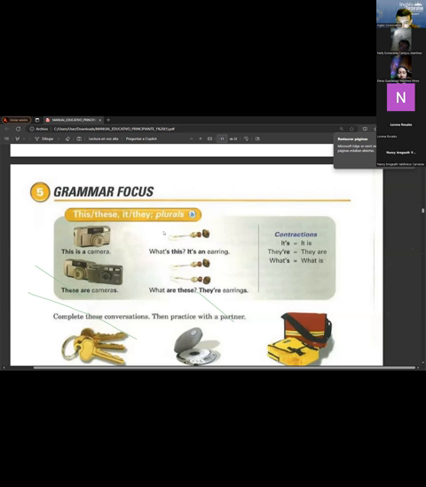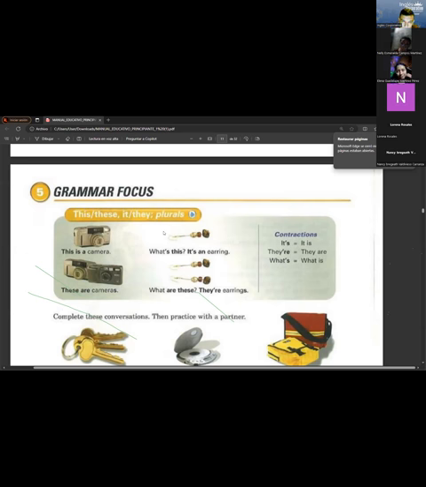Okay, recuerden que es para singular. Okay, what are these? They are earrings. Ellos son, o esos son, o son pendientes o aretes. What's this? It's an earring. What are these? They are earrings. Para hacer pregunta, qué es esto o qué son estos. ¿Me he dado a entender en el uso de this and these?